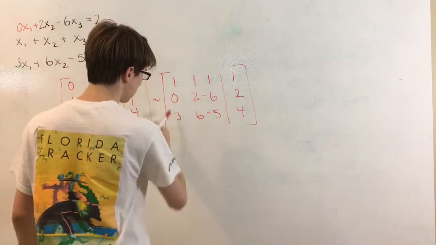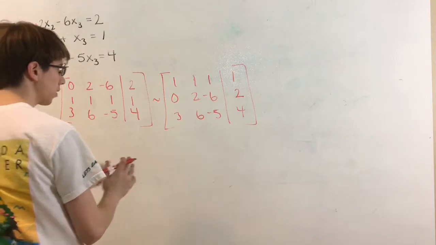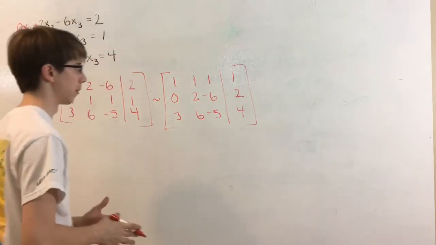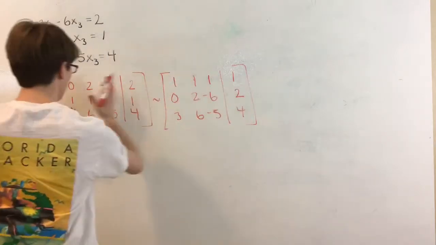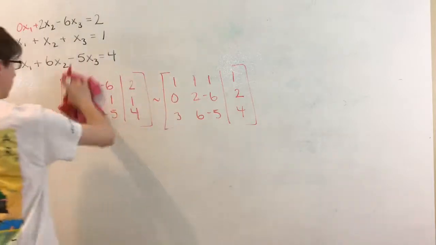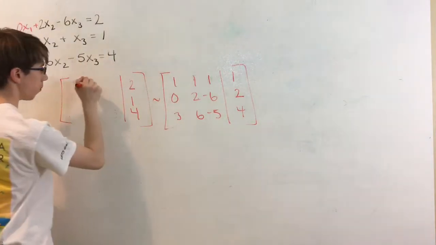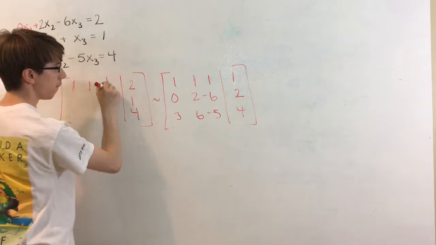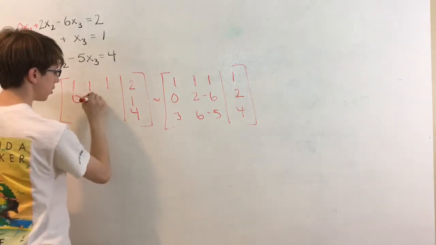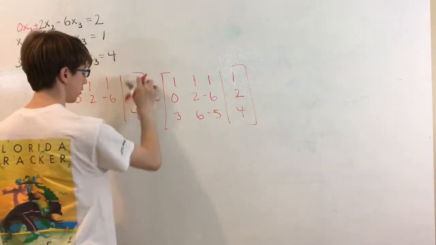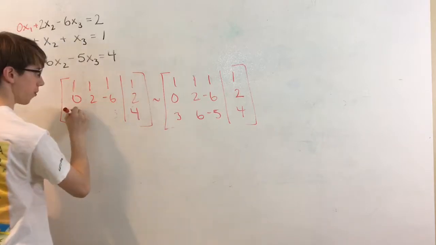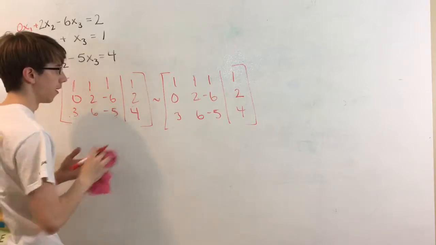So in that case, what is the operation that we want to do here? First thing I'll do is I'll move this over here. Okay. 1, 1, 1. 0, 2, negative 6, 1, 2, 4, 3, 6, negative 5.